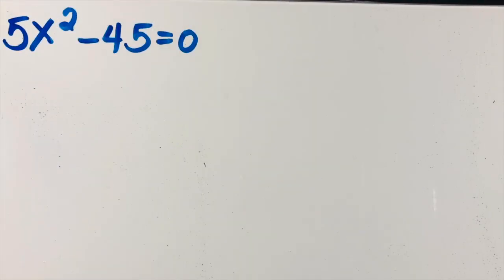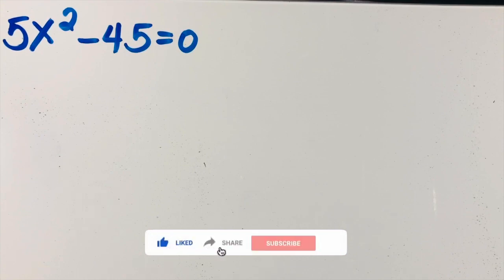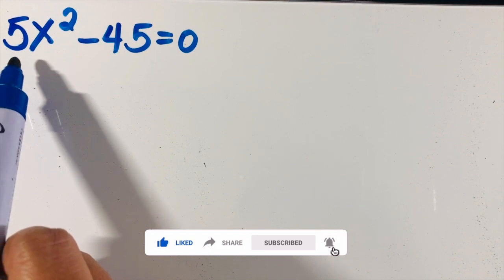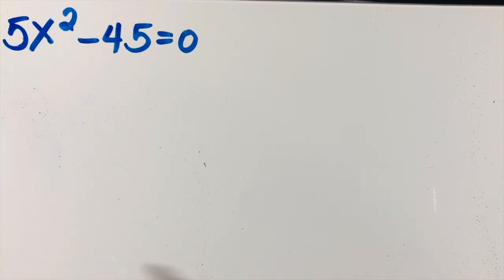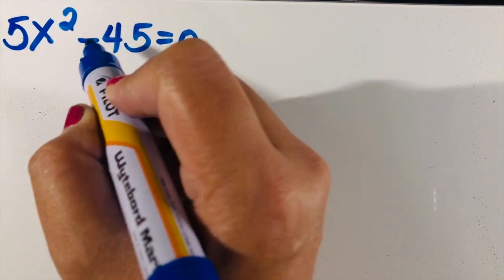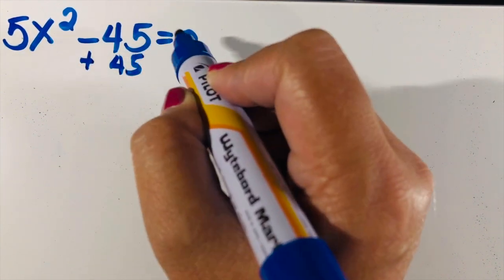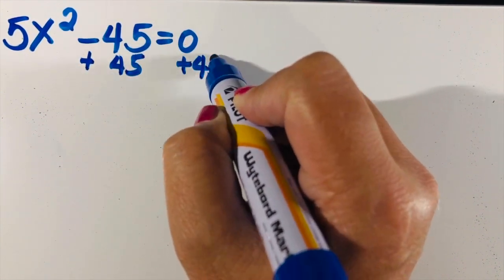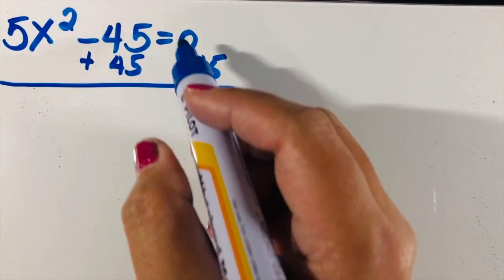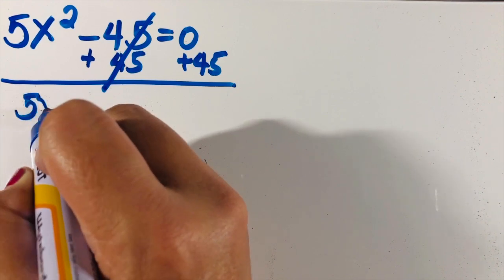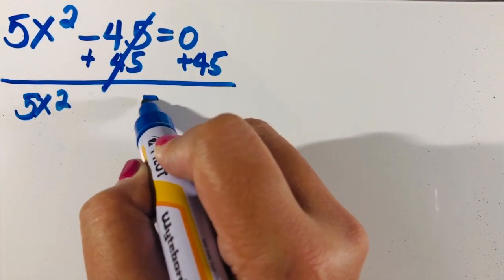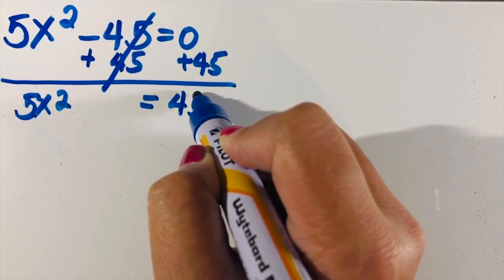And how about this example? First step, isolate the squared variable. The squared variable here is 5x squared. So we need to eliminate negative 45. And to eliminate that, we have to add 45 on both sides. Cross this out, bring down 5x squared equals 45.